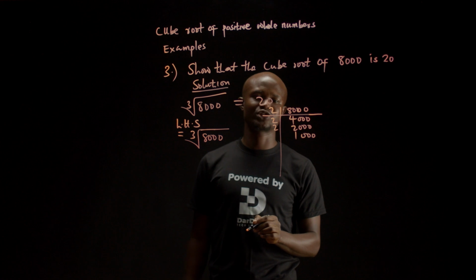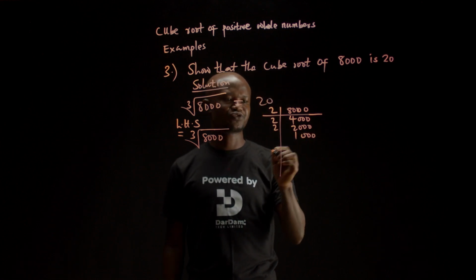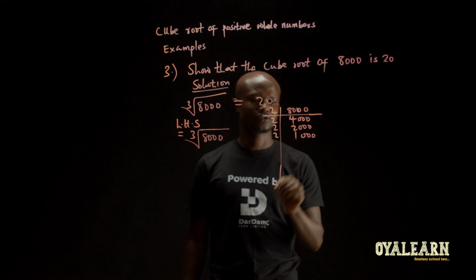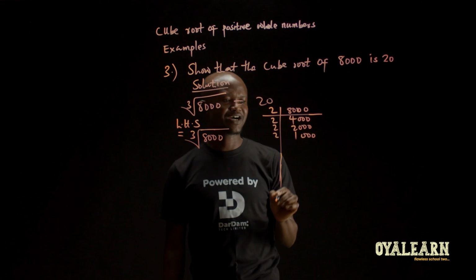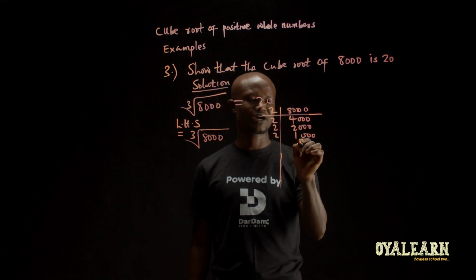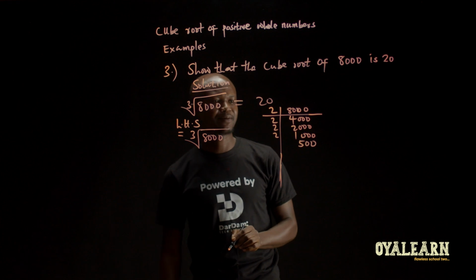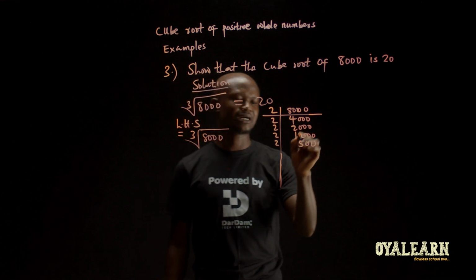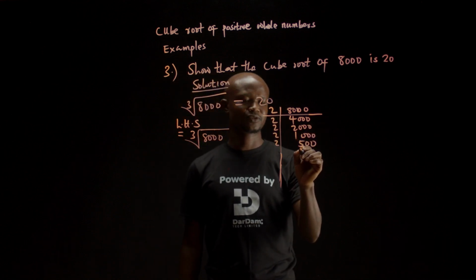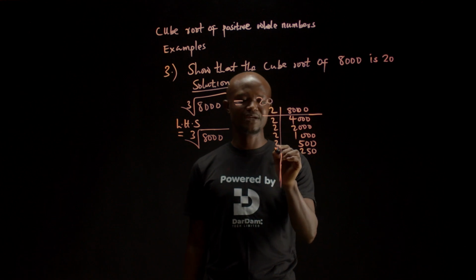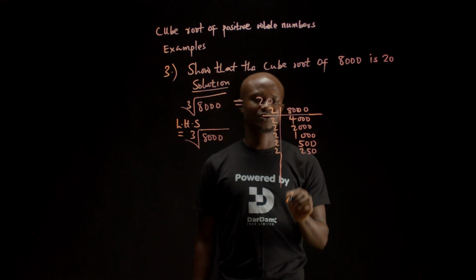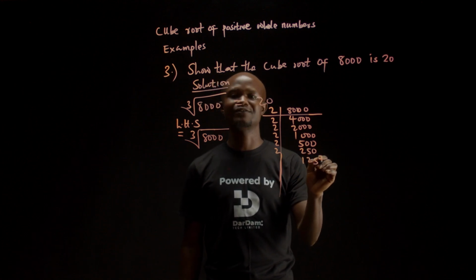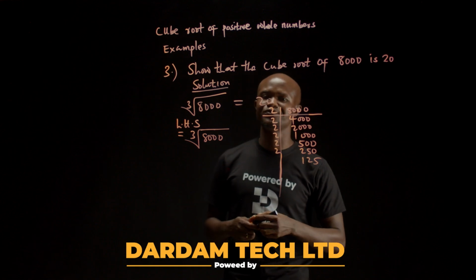Then if we divide by 2, we can divide by 2 further. What do we have? We have 500. Dividing by 2 further, what do we have? We have 250. So dividing by 2 further, what do we have? We have 125.